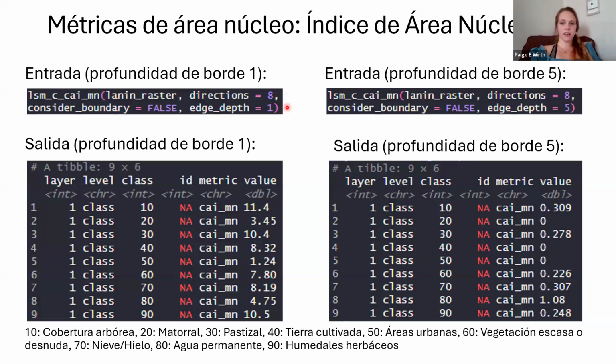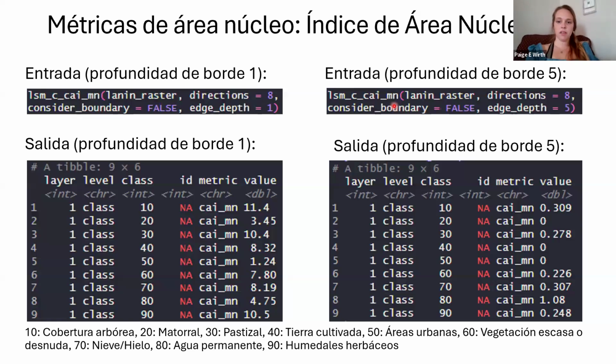So the core area index is the percentage of core area in relation to patch area. A cell is considered core area if the cell has no neighbor with a different value than itself. This can be measured in a 4 neighbor rule or an 8 neighbor rule. And like other functions, this is designated by the directions argument here. We'll go ahead and set it to 8 for the 8 neighbor rule, which is the default for most functions.